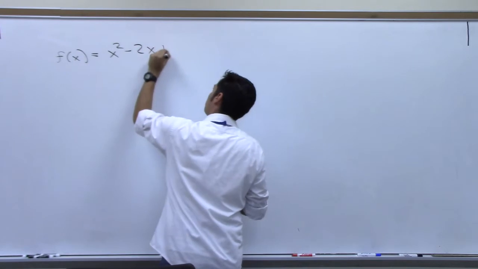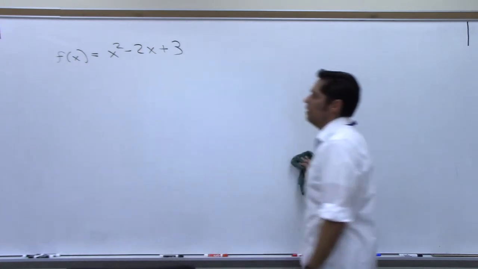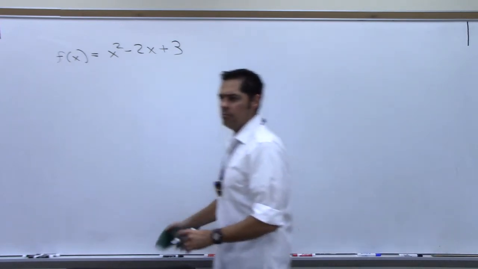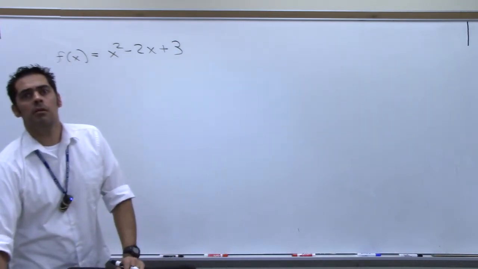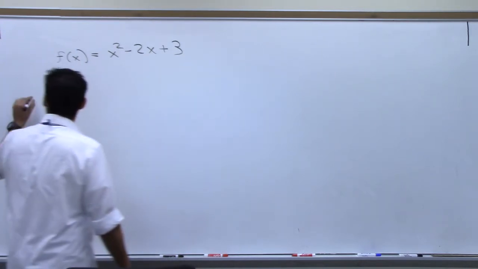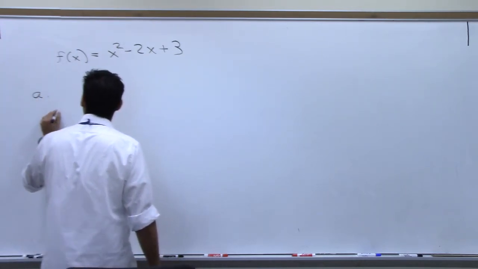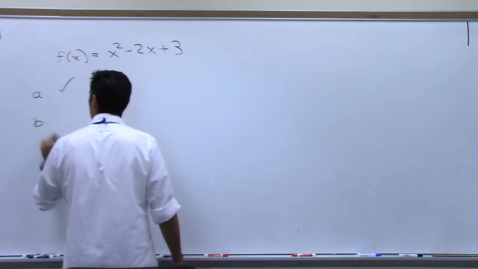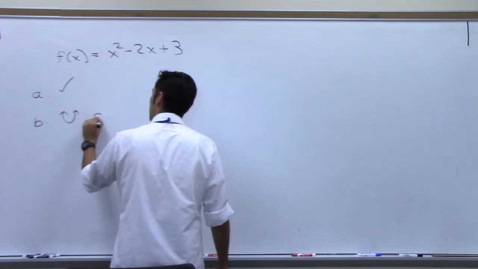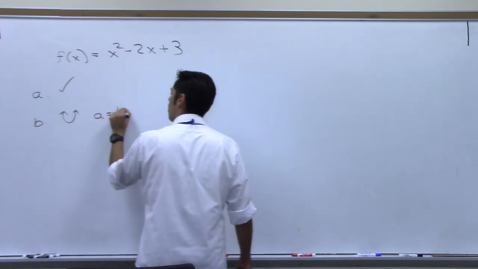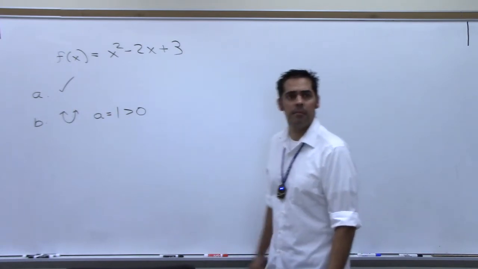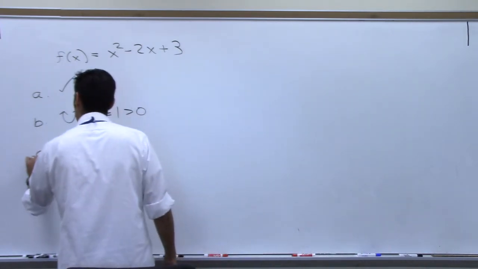All right. First thing. Everyone have it written down? I'm going to go back to the steps. Step A. Do we have a quadratic function? Yes. B. Does this open up or down? Up. It opens up because A is positive. It's 1, greater than 0. So A is 1. It opens up. C. What's the vertex?